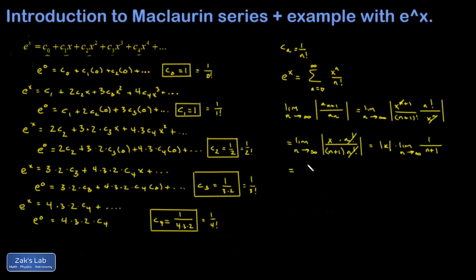And that limit unambiguously goes to 0. The denominator is growing to infinity, the numerator is staying constant. So it doesn't matter what x is. That limit is 0, and therefore absolute value of x times that limit is also 0. And this is less than 1, no matter what x is. If I want to express that in terms of an interval of convergence, that interval is negative infinity to infinity. In other words, this power series converges for all real values of x.